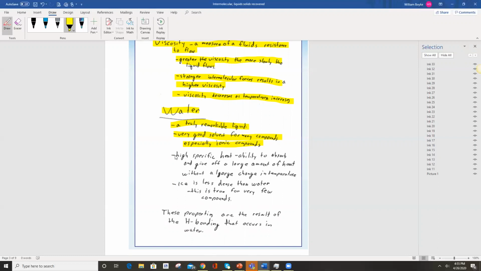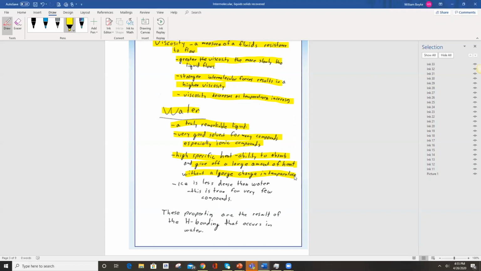One of the things that you'll talk a little bit about next semester is the idea of specific heat, but I just want to introduce it here. Water has a very high specific heat. What a high specific heat means is the ability to absorb and give off a large amount of heat without a large change in temperature. What that means is water heats up and cools down very slowly because there has to be a lot of heat exchange before you see a change in temperature.